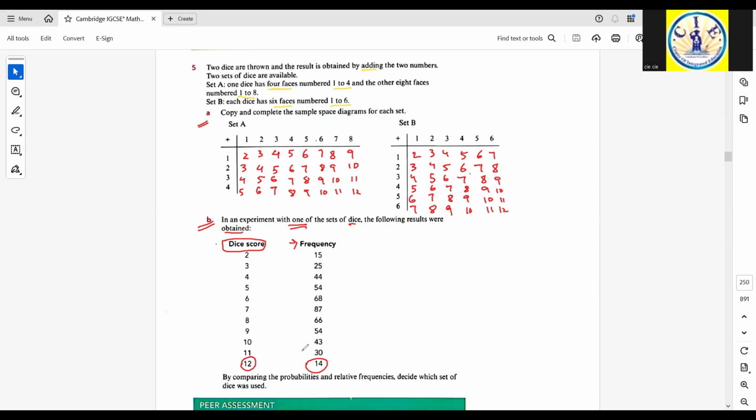From 2 till 12. If you see from here, adding them up like this, these are 36 results. And these ones, 8 fours are 32, so these are 32 results.